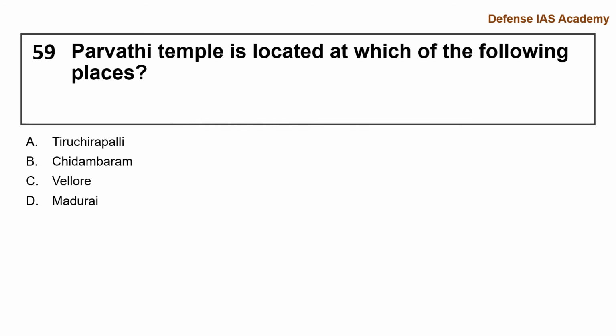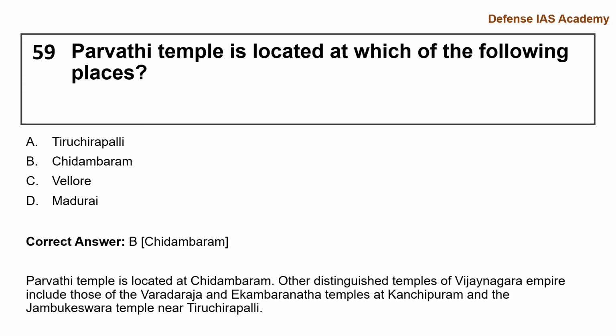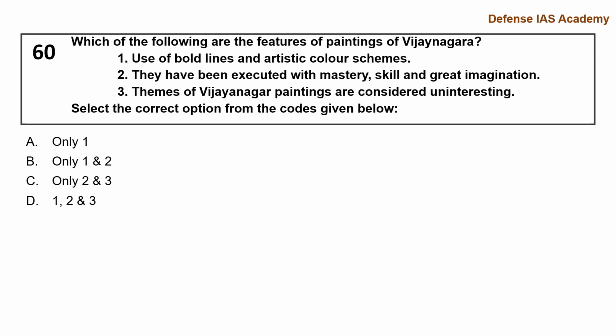Question number 59. Parvati temple is located at which of the following places? The correct answer is option B, Chidambaram. Parvati temple is located at Chidambaram. Other distinguished temples of Vijayanagara Empire include those of the Varadaraja and Ekambaranatha temples at Kanjipuram and the Jambukeshwara temple near Tiruchirappalli.